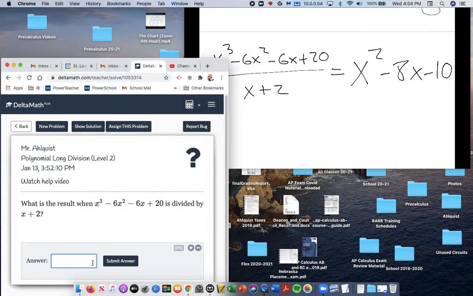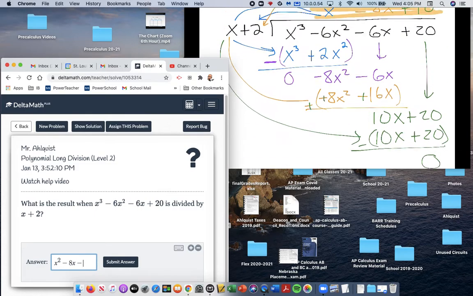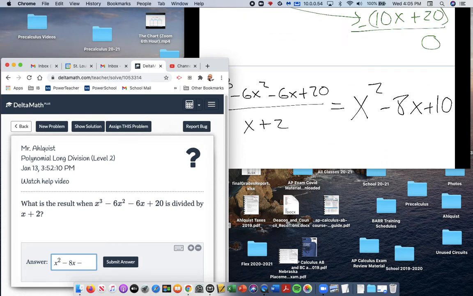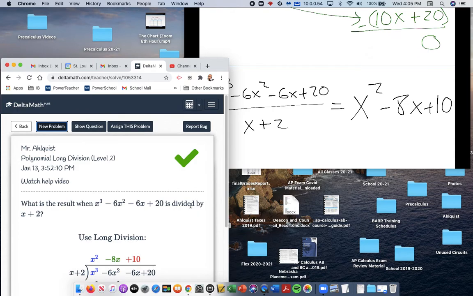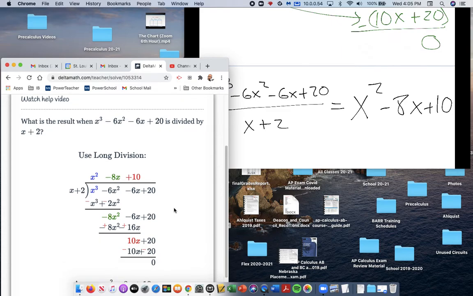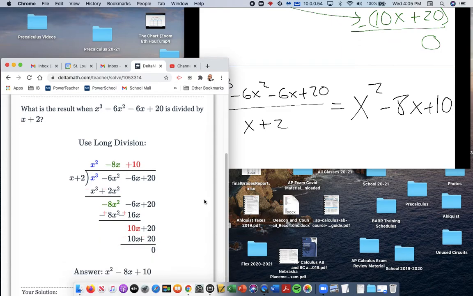So if I go down here, if I wrote in x squared minus 8x plus 10, should be plus 10, submit that answer, and I'll get it. Now, they go through it, and notice the columns that they line up, and you can see how they go through it. It's the same thing I just did, and hopefully that makes sense.